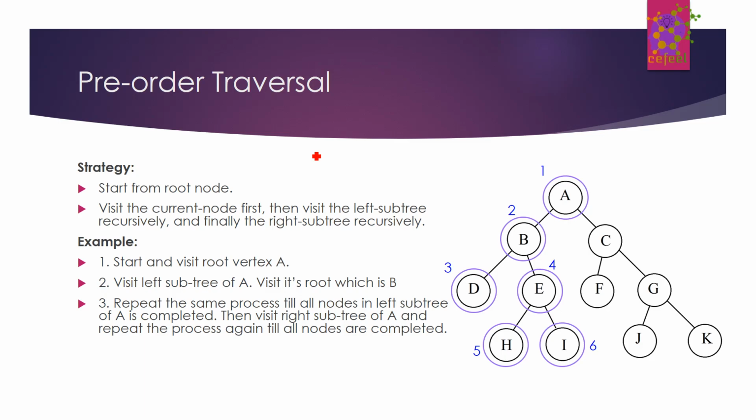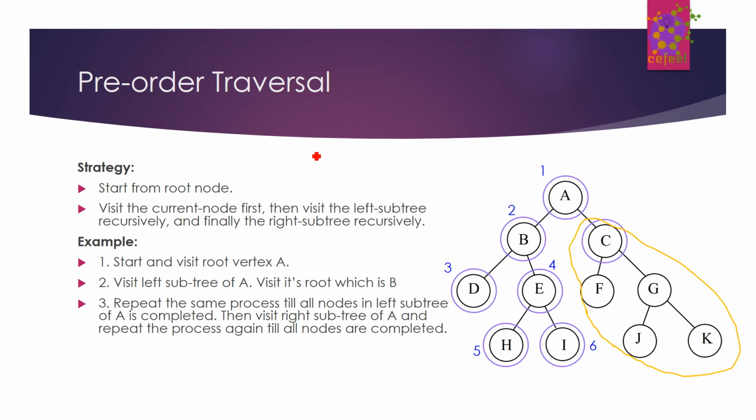We'll return back to B. B's left and right subtrees are complete, which means we'll return to A now. If you notice A, the left subtree of A is covered. Now we go to the right subtree of A, and the right subtree of A has 5 nodes, C, F, G, J, K, and we'll apply the preorder strategy again, which means we'll first cover the root node C.